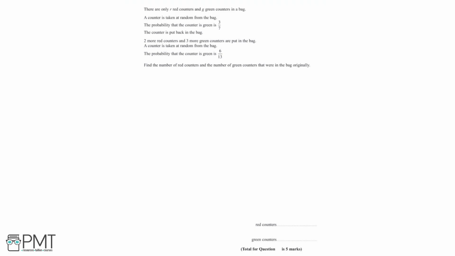In this question, we're told that there are only R red counters and G green counters in a bag. A counter is taken at random from the bag. The probability that the counter is green is 3 out of 7. The counter is then put back in the bag.